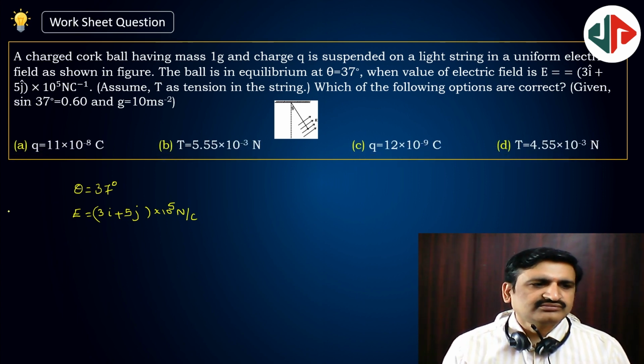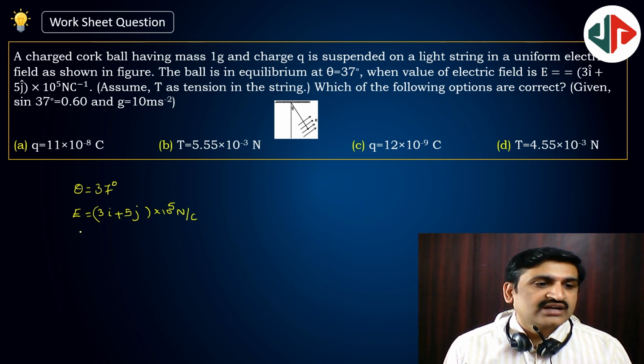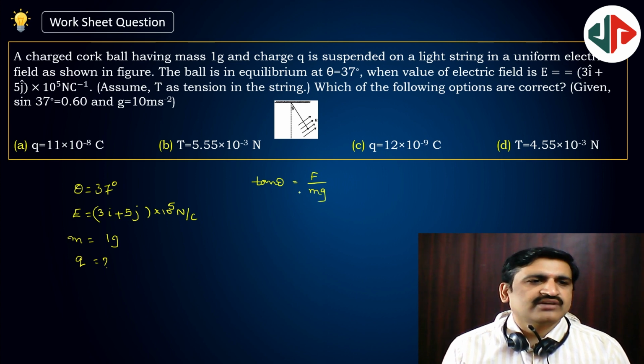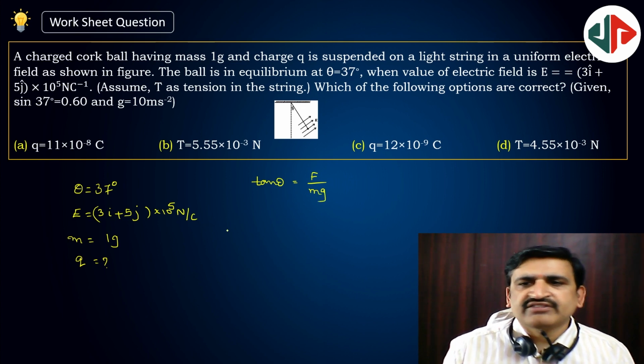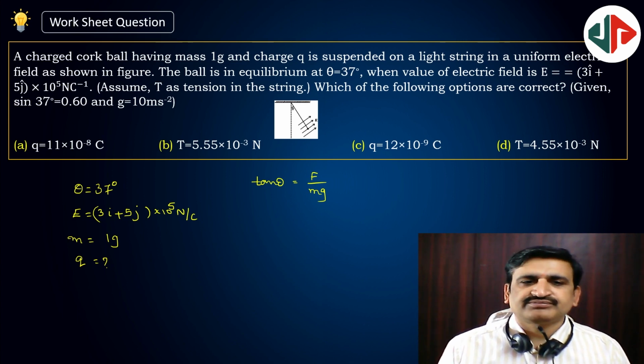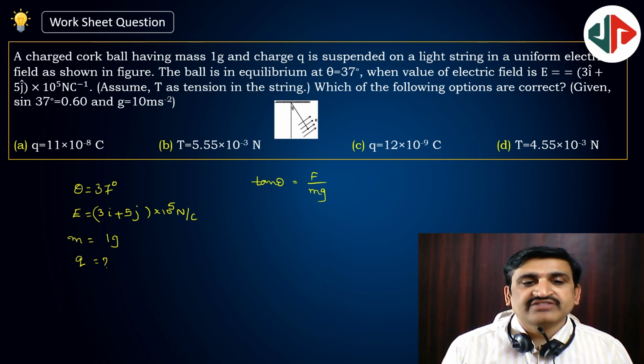Options: charge Q value, tension T value. Okay. Mass m is equal to 1 gram and charge is Q only. Okay, that we have to write. So we have tan theta is equal to F by mg. We have this formula, and the ball is in equilibrium when the electric field E is given (3i + 5j) into 10 to the power of 5. And that electric field is not horizontal, not perpendicular, it's in a different way.